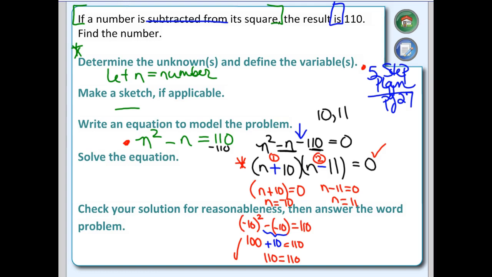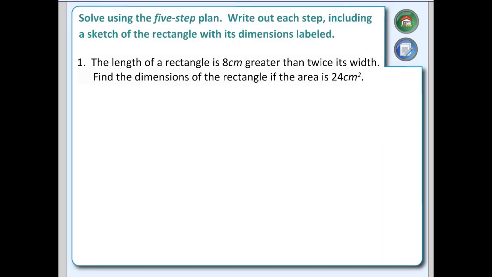Well, let's check 11. We've got 11 squared minus 11 equals 110. What's 11 squared? Yep, 121 minus 11 equals 110. And guess what? 110 equals 110. So both of them check. So just remember to make sure that you check your answer in the 5-step plan.